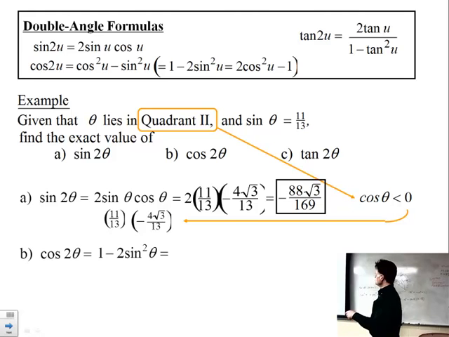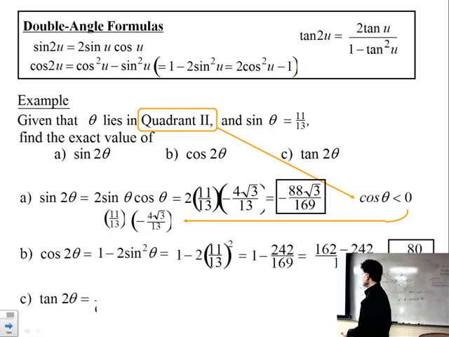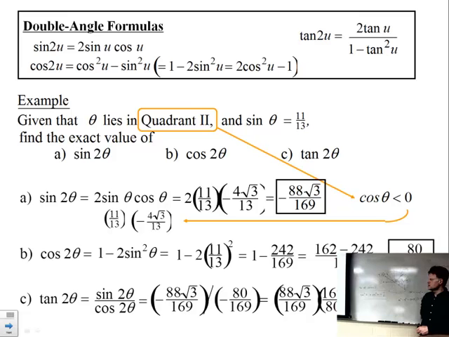Cosine of 2 theta, just use the second form here and plug in sine of theta. It's that thing squared, and simplifying, you get minus 80 over 169. And finally, tan of 2 theta is sine of 2 theta over cosine of 2 theta. I've already found those two things, so I just divide this by that. 169 cancels, the minus signs cancel, and I'm left with 11 over 10. So all of that is just using the formula and chugging away.